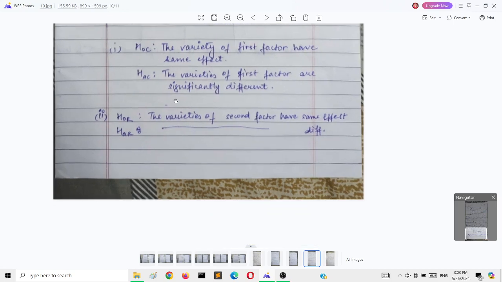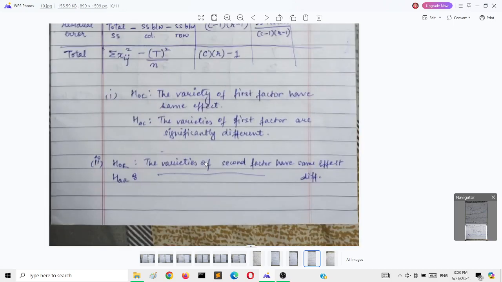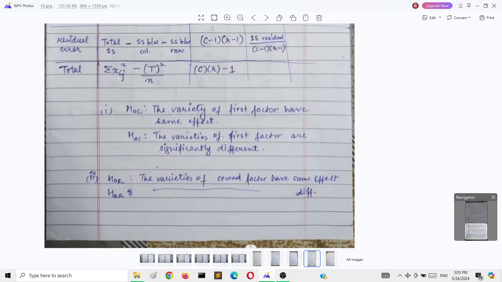Then in the second case you are talking about H0R: the varieties of the second factor have the same effect, and in a similar fashion, the varieties of the second factor are significantly different. So you have four hypotheses here: H0C, H0R, HAC and HAR. You're checking whether the first factor is the same or different, and whether the second factor is the same or different. That's why it is two-way ANOVA.